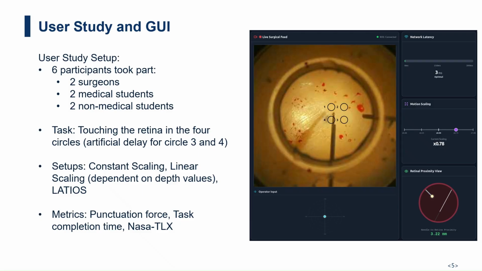To validate our approach, we conducted a user study with 2 surgeons, 2 medical students and 2 non-medical students, where the task was to touch the retina at 4 different circles, where we added delay for circle 3 and 4. We tried 3 different setups: constant scaling, linear scaling and LATIOS. The metrics we collected were puncture force, task completion time and NASA TLX. On the right side you can see the GUI the user in Canada was looking at.